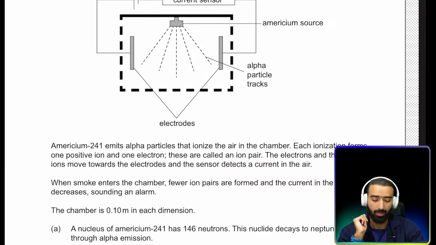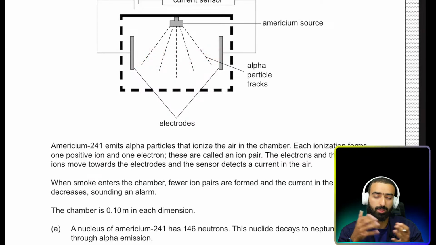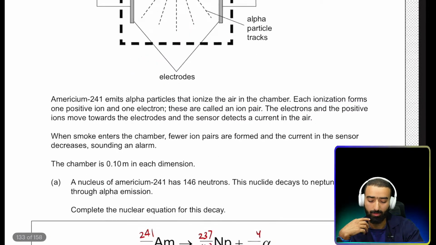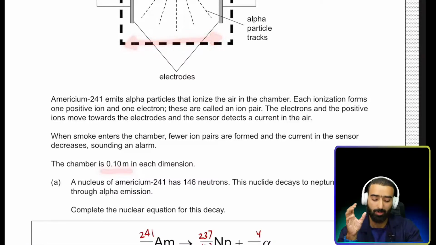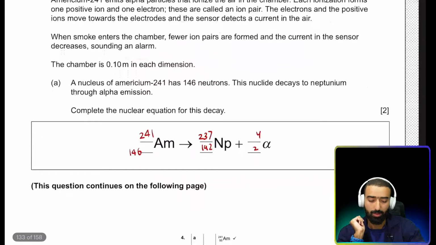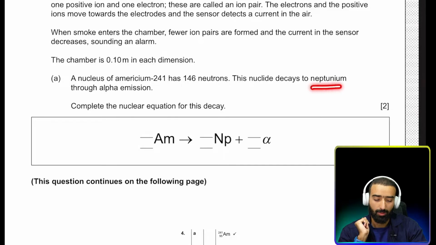Okay, that's good. And these electrons and positive ions travel towards the electrodes. When they travel towards the electrodes, we get current. We are also given the distance between the two electrodes. The question says, let me clear this. And this has 241 nucleons and 146 neutrons, and it decays to neptunium through alpha emission. We have to complete this decay reaction.